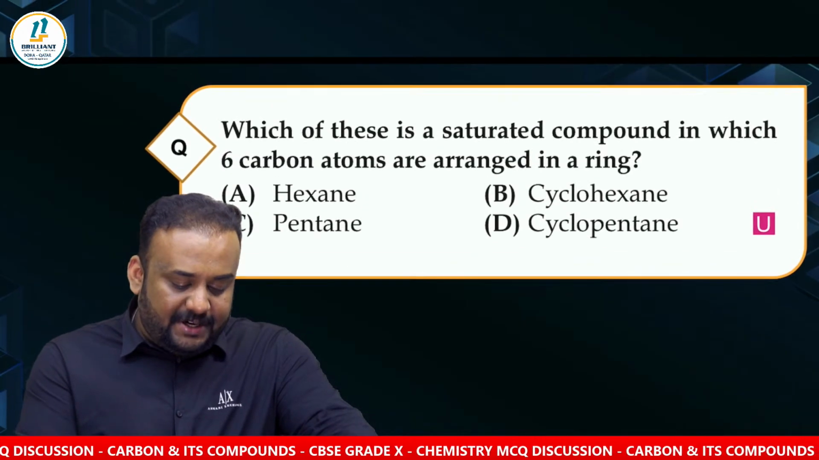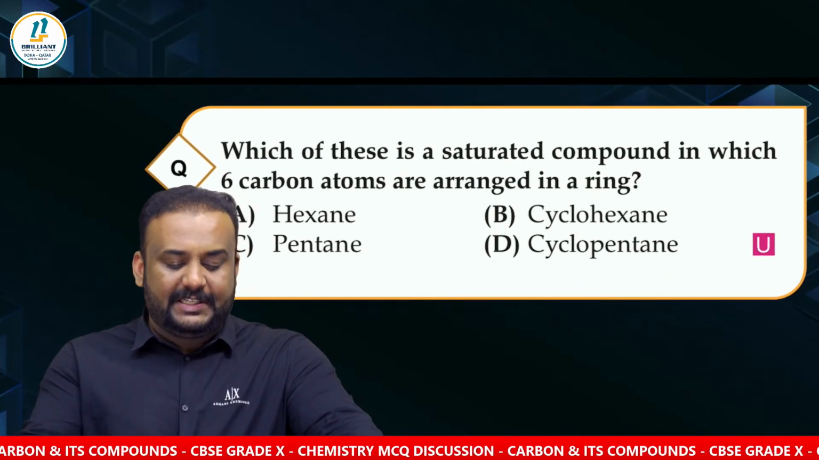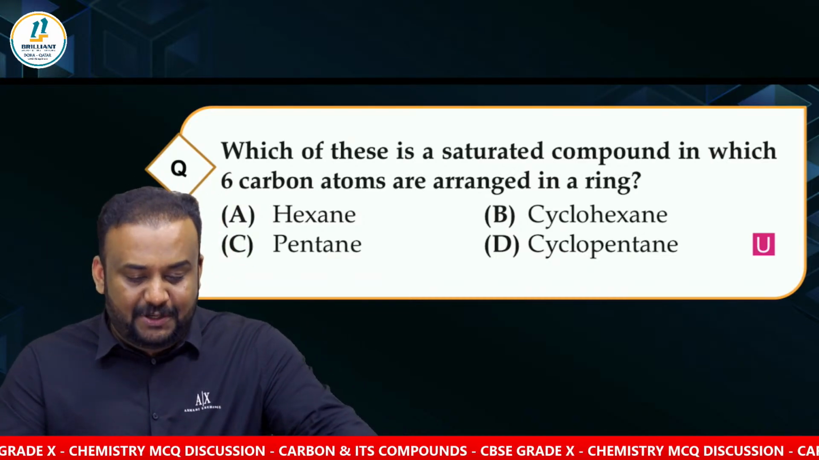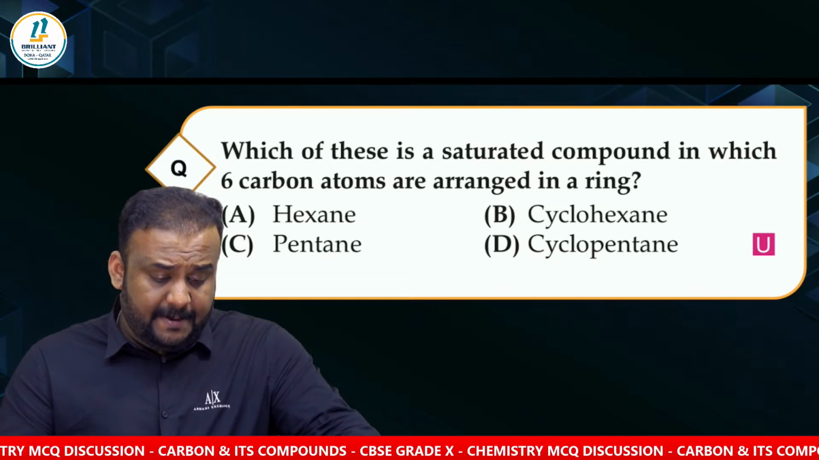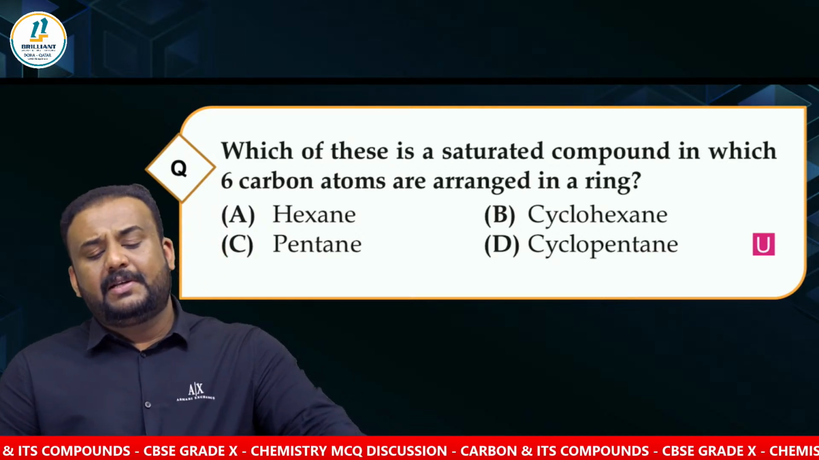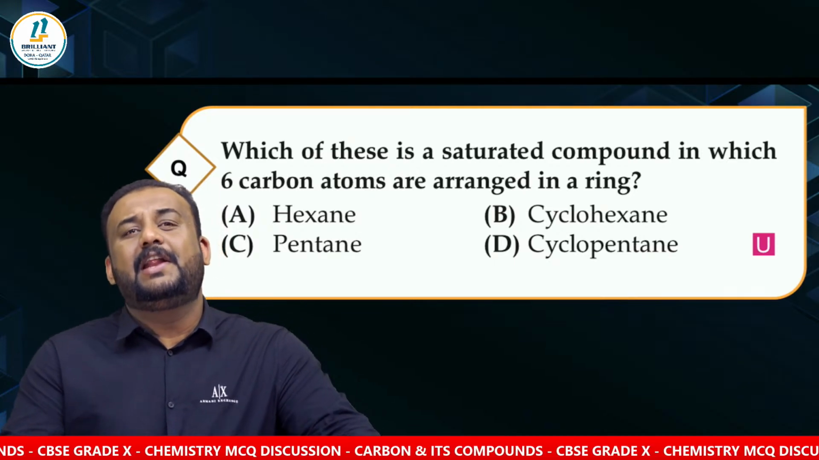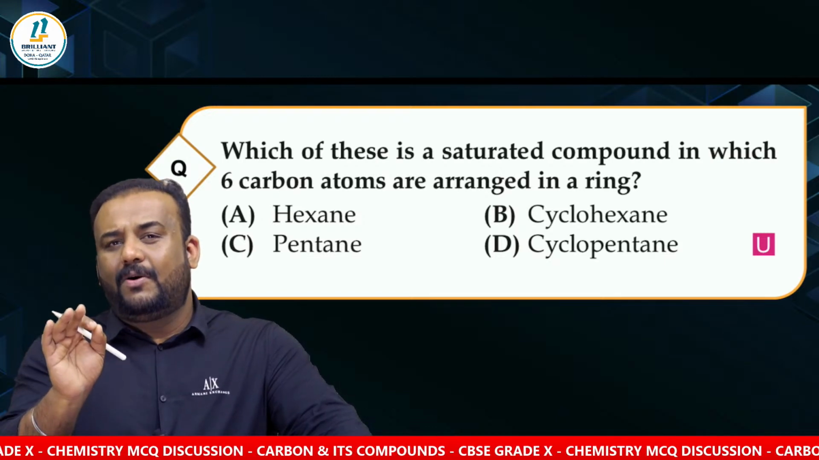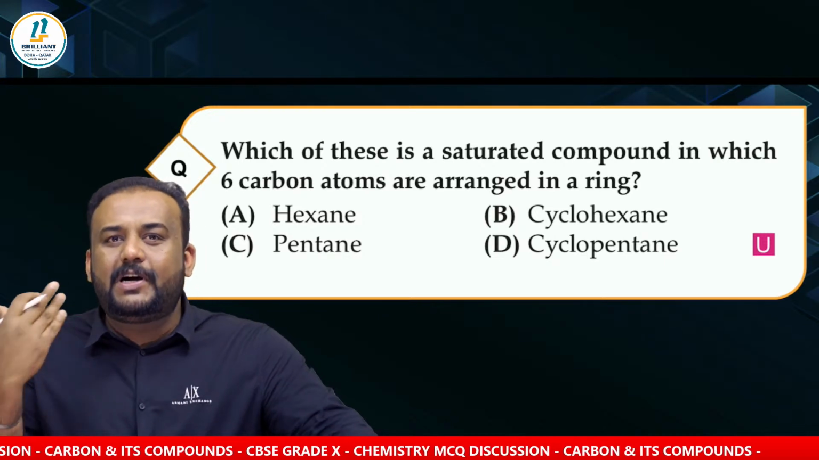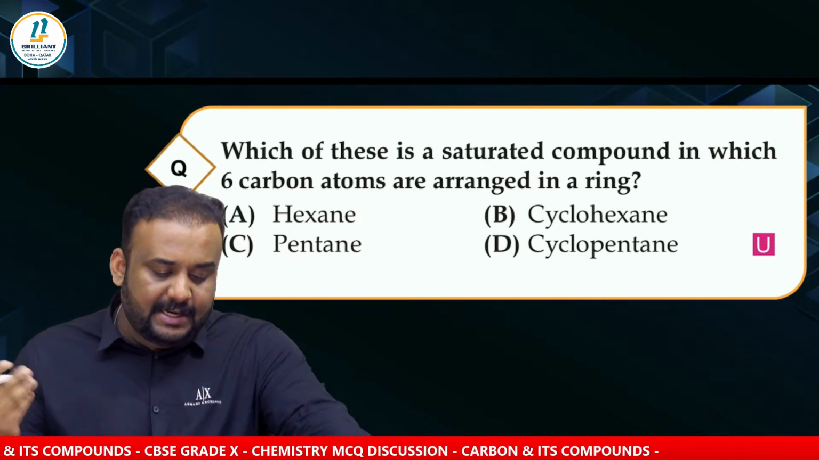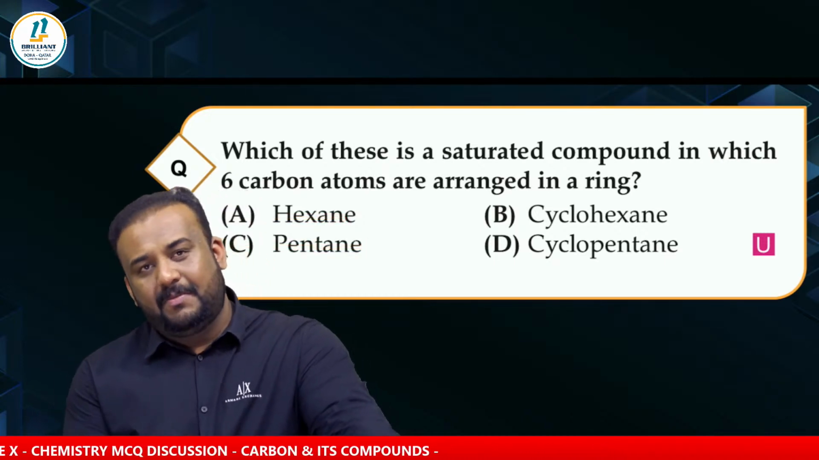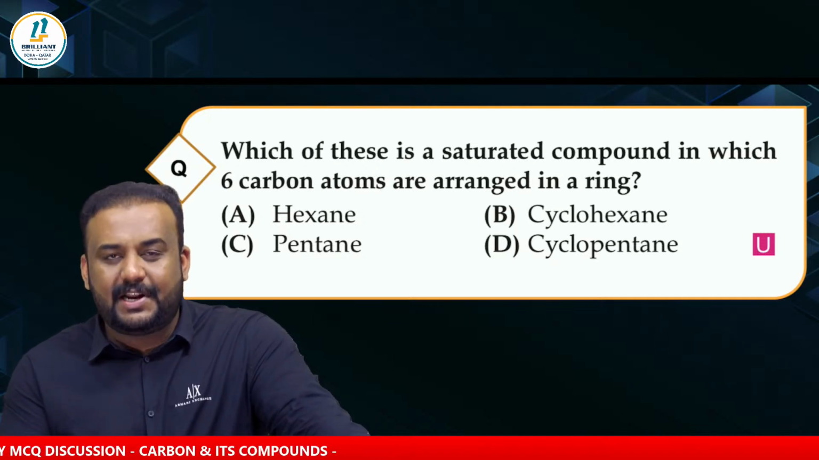Next, which of these is a saturated compound in which 6 carbon atoms are arranged in a ring? See, 6 carbon atoms in a ring. Every ring compound will start with the prefix cyclo, right? And for 6 carbon atoms, the word root is hex, correct? So we can straight away cut down these two options, hexane and pentane. That cannot be, because they are straight chain hydrocarbons.